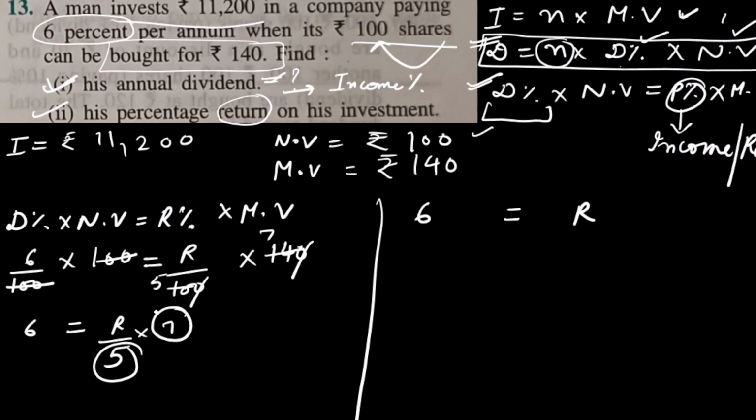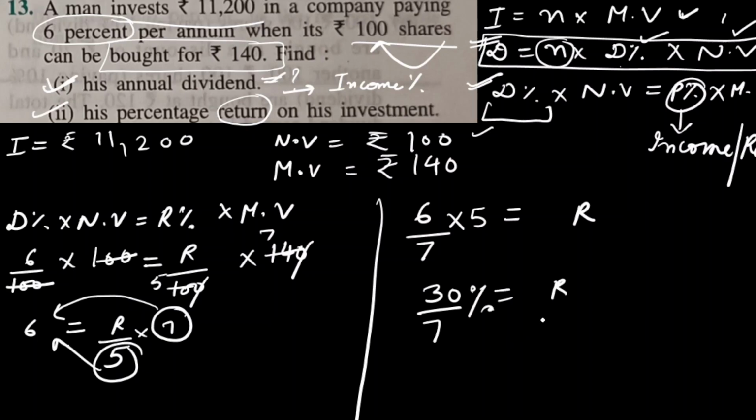So r is getting multiplied by 7. That means when I am shifting it to the other side, it will get divided. Also, this 5 is getting divided. So when I shift this 5 to the other side, it will get multiplied with this 6. So what is the answer? I'll get 6 into 5, 30 by 7, which is equal to r. So return percent is equal to 30 by 7.